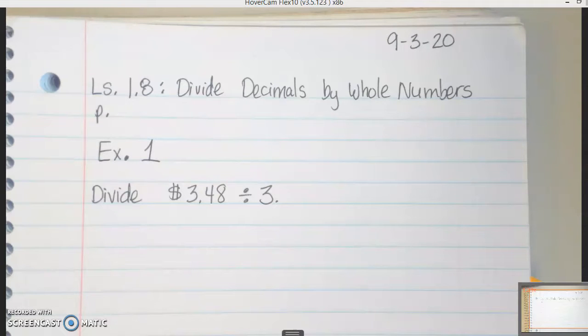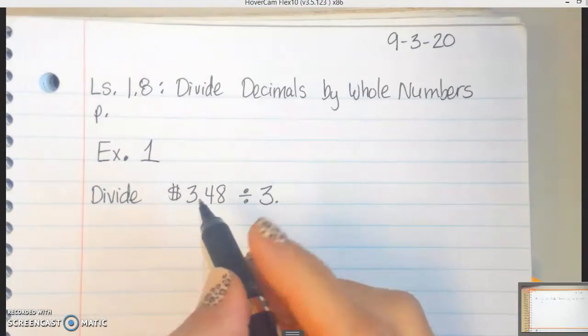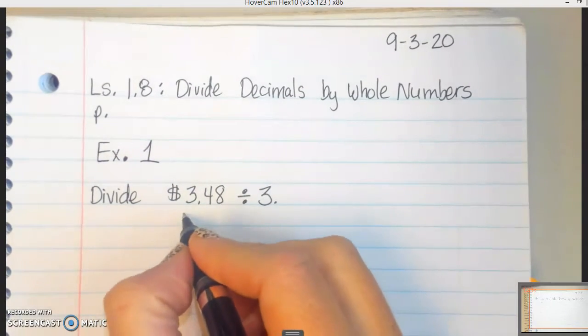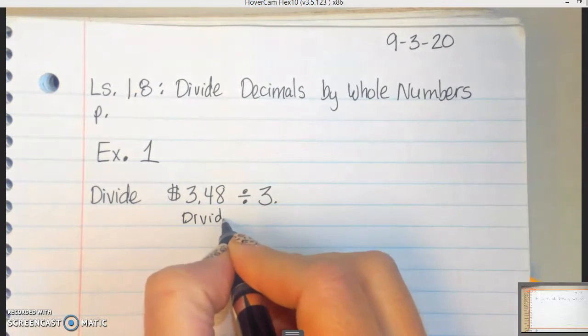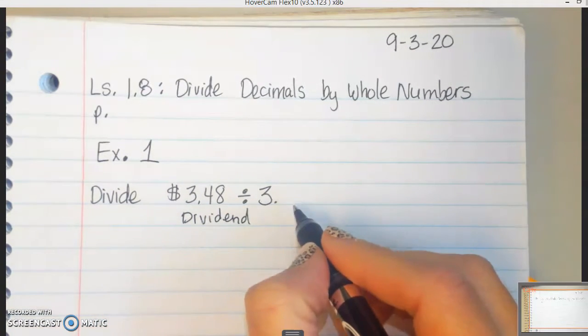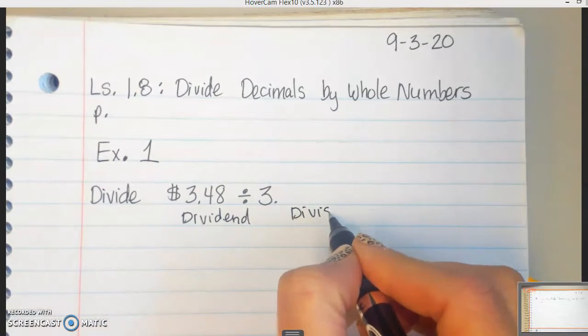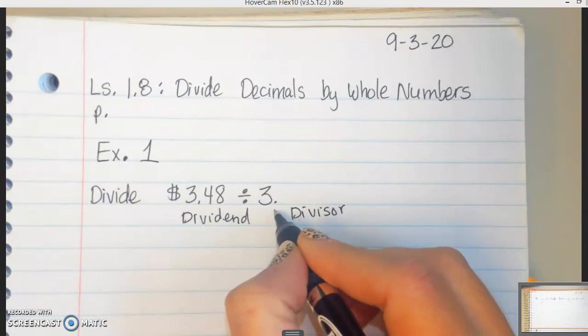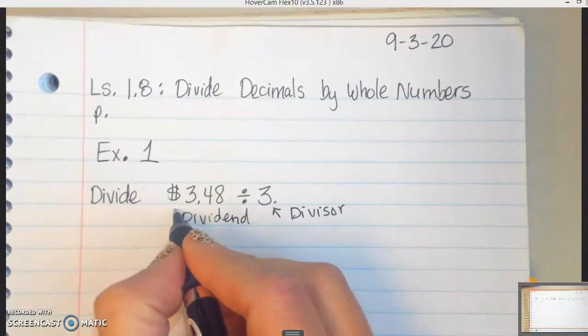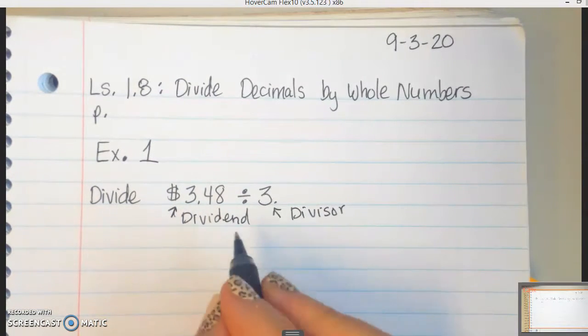Alright, today's lesson, we're going to be dividing decimals by whole numbers. So we're going to start off with example 1. We're dividing $3.48 by 3. So this is your dividend first. This right here is your divisor. And the answer, of course, will be our quotient.